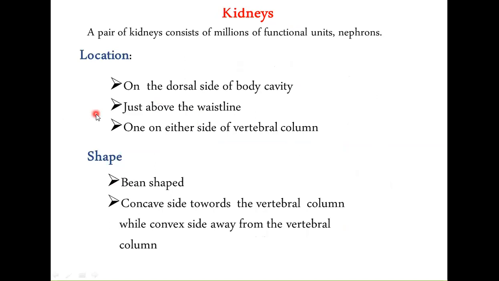Kidneys are present on the dorsal side of the body cavity, just above the waistline, one on either side of the vertebral column. जैसे मैंने बताया, एक किडनी वर्टिबल कॉलम के राइट साइड पे, दूसरा लेफ्ट साइड पे। Human kidneys are bean shaped, one side convex, other concave. Concave side faces the vertebral column, whereas convex side lies away from the vertebral column.